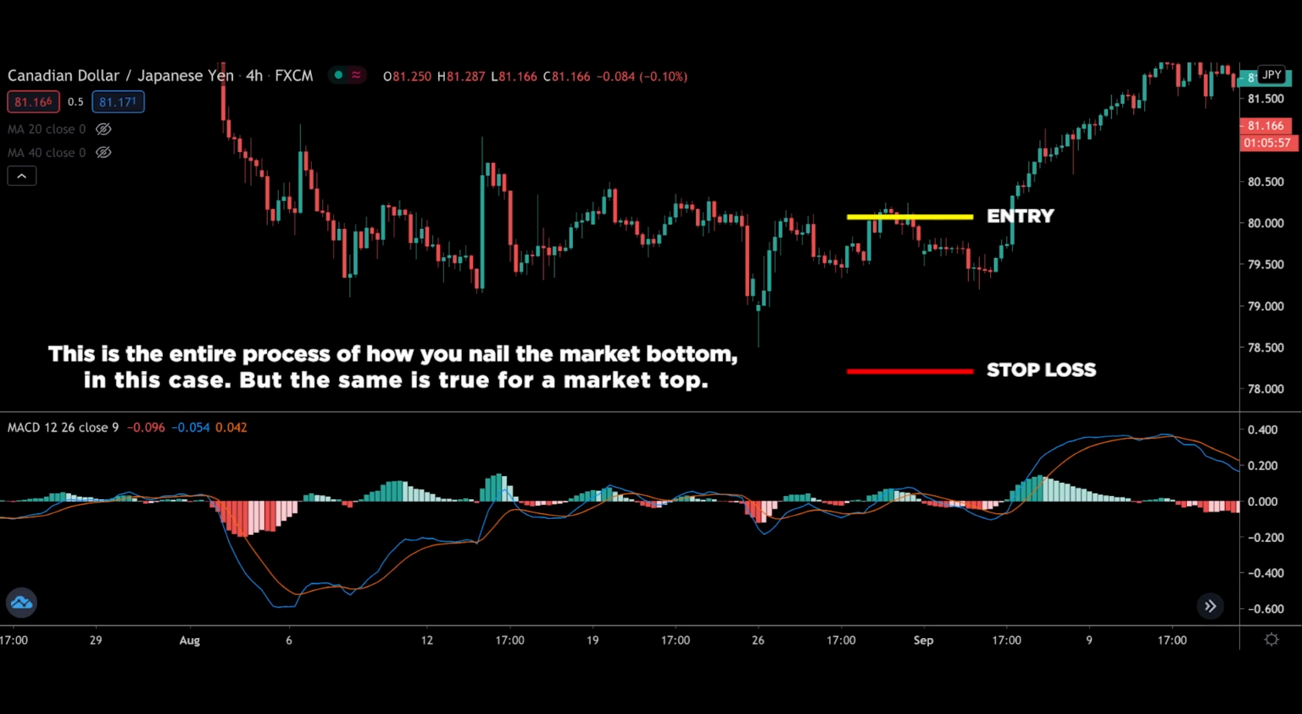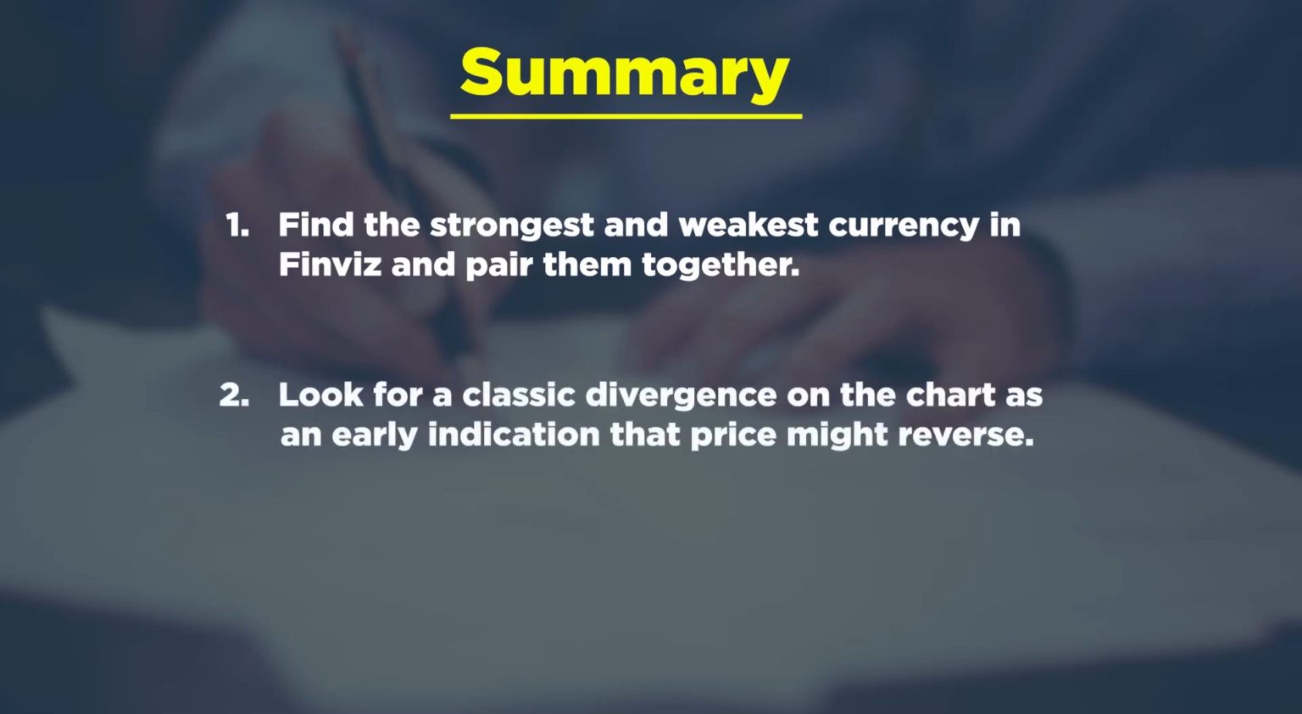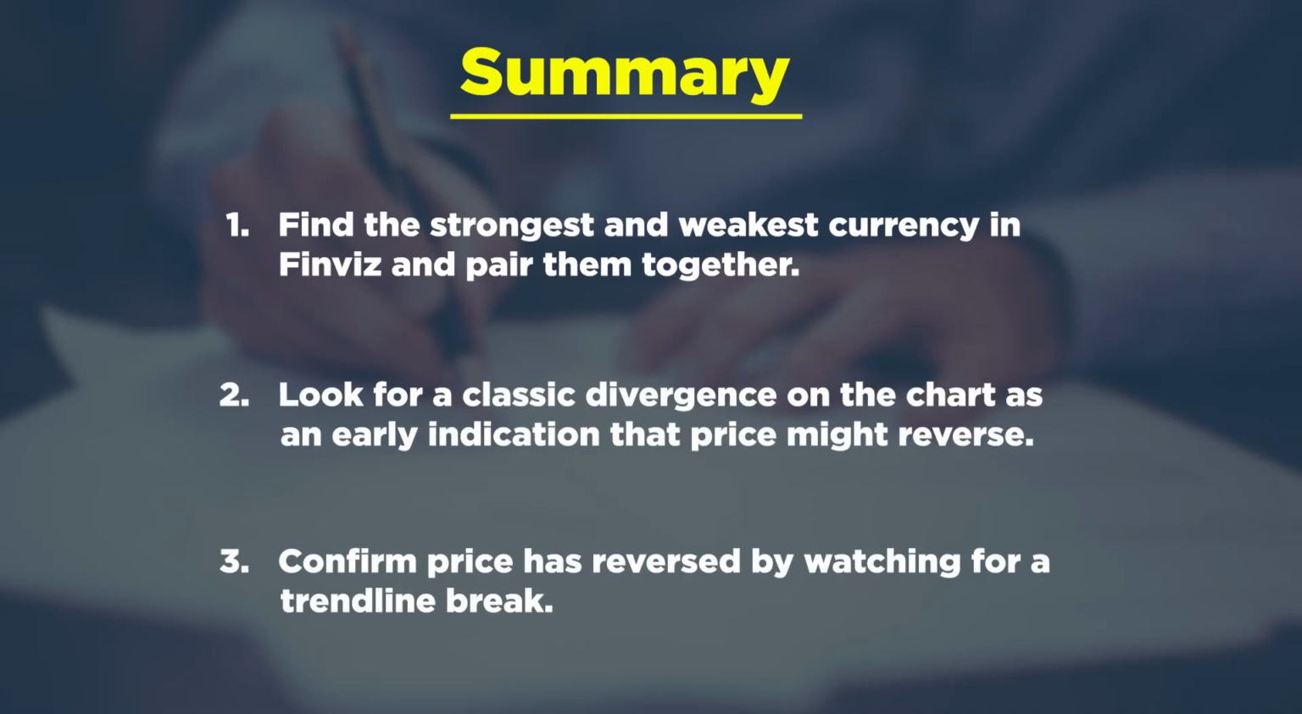But the same is true for a market top. So let me do a quick summary of the entire process so that it is crystal clear to you. The first thing you want to do is head over to Finviz and find the strongest and weakest currency pair based on the weekly performance. Then you want to pair them together and look at the charts for that particular currency pair. In our case, it's the CAD-Yen. We want to look for a classic divergence signal as an early indication that price might reverse. And lastly, we confirm price has indeed bottomed or topped by confirming with a trendline break.